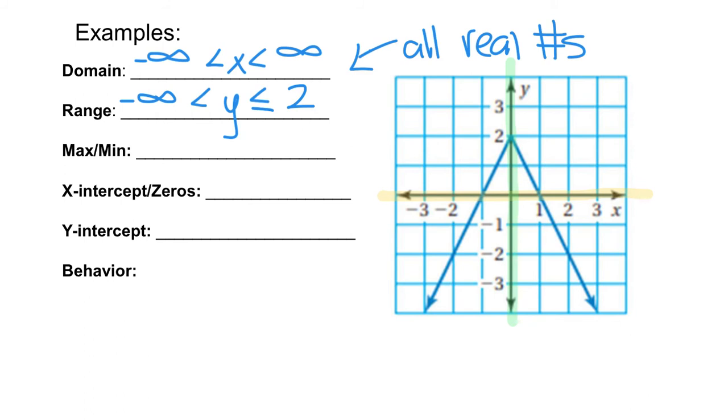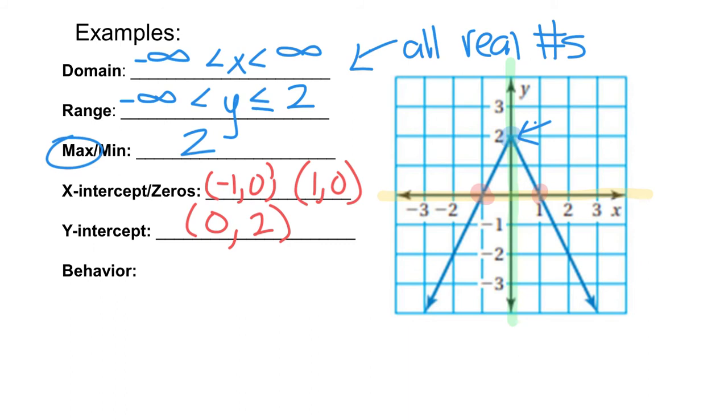Now this function has a maximum because it has a highest point. That maximum exists right here at 2. It also has 2 x-intercepts, or zeros, 2 places where it touches our x-axis. And that's here and here. So our 2 x-intercepts, or our 2 zeros, are (-1, 0) and (+1, 0). And then we have one place where it touches our y-axis. And we can see that right here. And so my y-intercept is (0, 2).